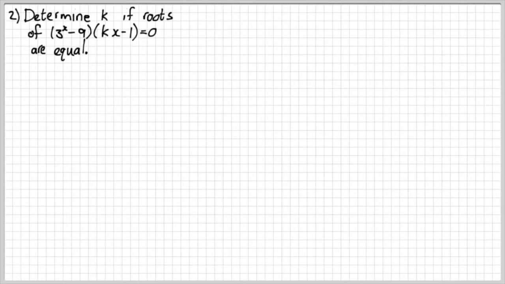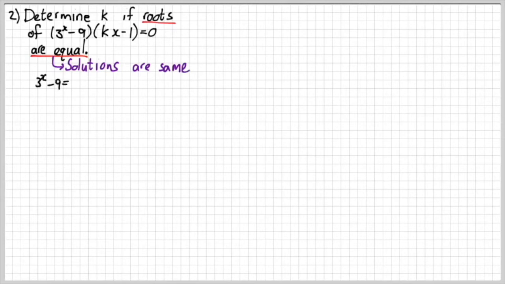So let's actually look at what they tell me. They tell me the roots are equal. So in other words, the answer I get from the first bracket must be the same as the answer I get from the second bracket. So in other words, if I look at how I'm going to approach this, I'm going to get my solutions and put them equal to each other.